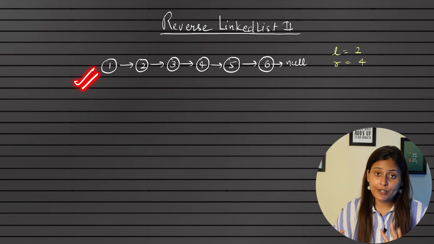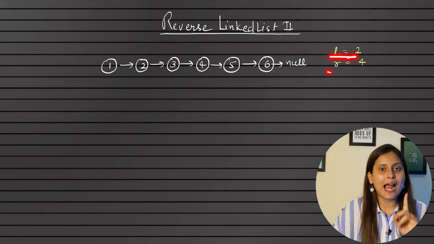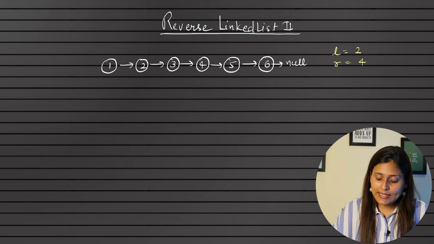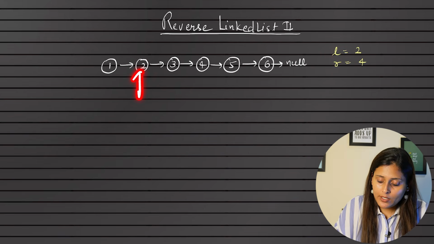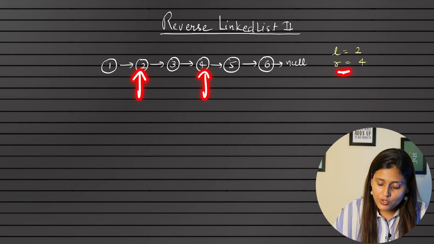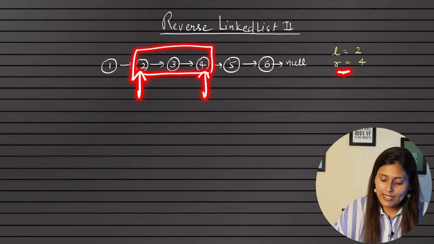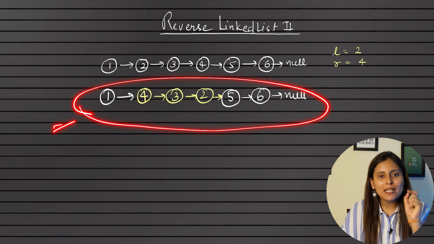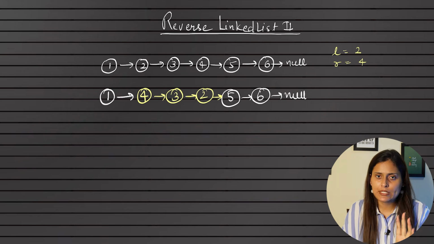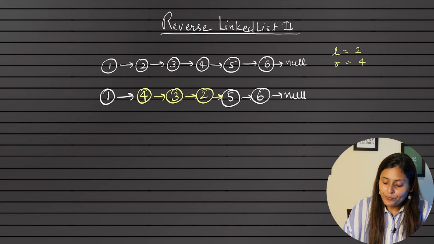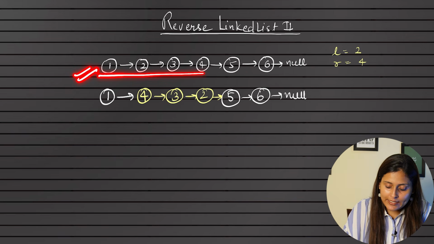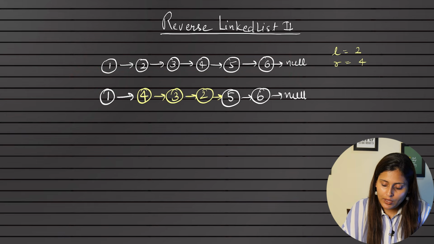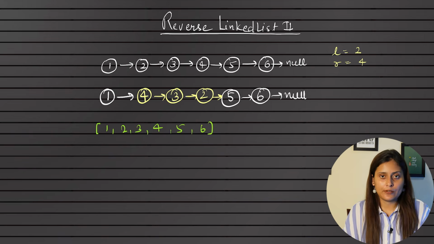Suppose we don't know how to reverse it, but we have been given a left and a right pointer. So left means the second node, right means the fourth node. So this many nodes we have to reverse such that after reversal the linked list will look like this. But how is it possible? Suppose I don't know how to reverse a linked list. So what I will do, I will read the original linked list, okay, and I will put the values in my list. Suppose 1, 2, 3, 4, 5, 6 and done.